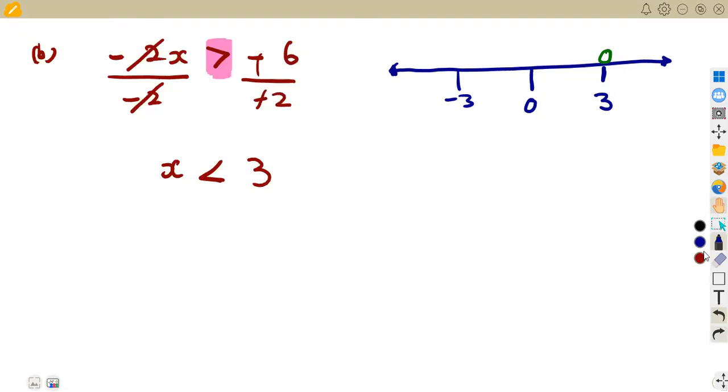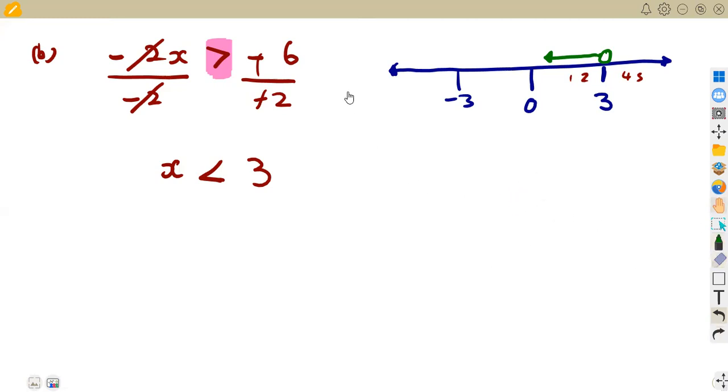Remember, these values: there's 3, 2, 1, and so forth, and yes, there's 4, 5. Values that are smaller than 3 are 2, 1, 0, and so on. These are the values that we want. So we indicate those values with an arrow, showing that they go in this direction. The circle, you do not shade because it's a less than sign. You only shade when it is less than or equal to, or greater than or equal to. When the equal to is there, you shade that part.